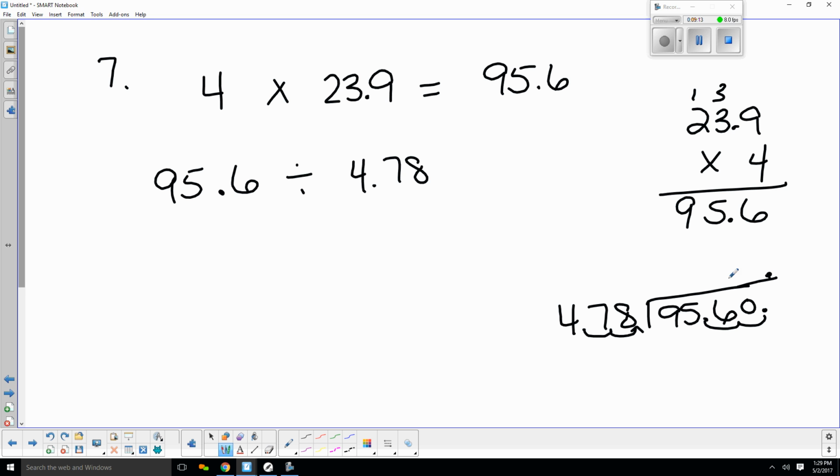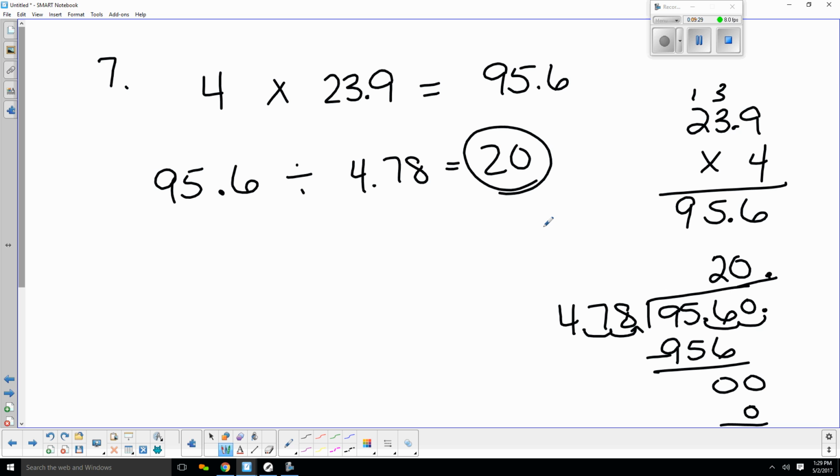Now, when I go to divide, and bring down, that means that I can make 20 pizzas with the amount of sauce that he has.